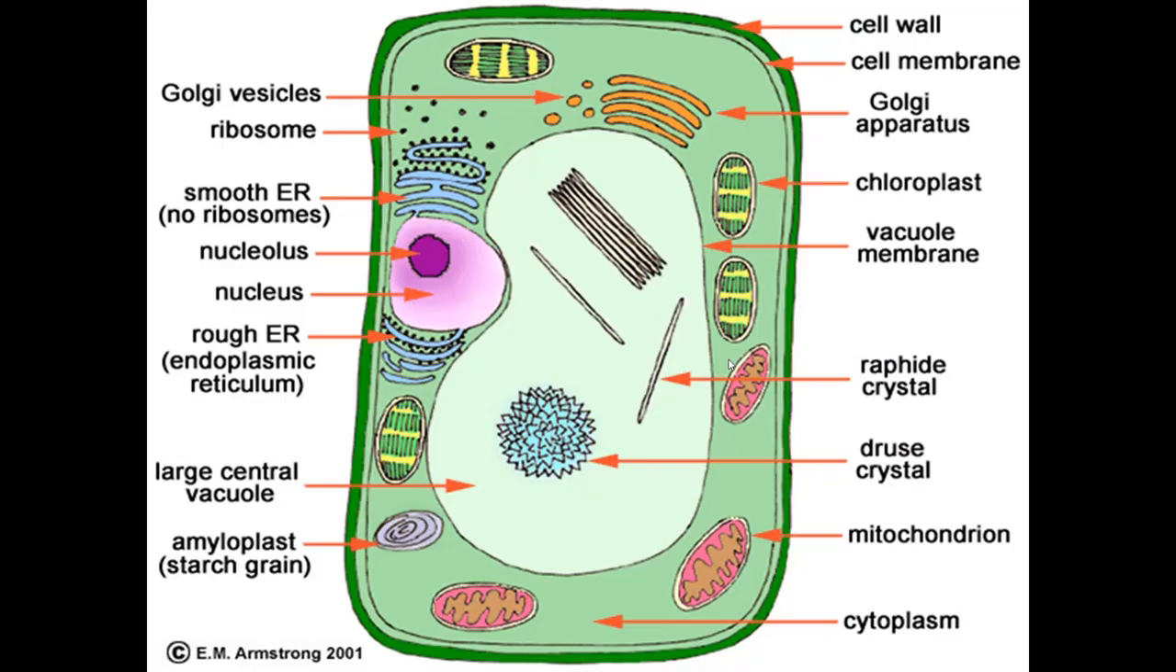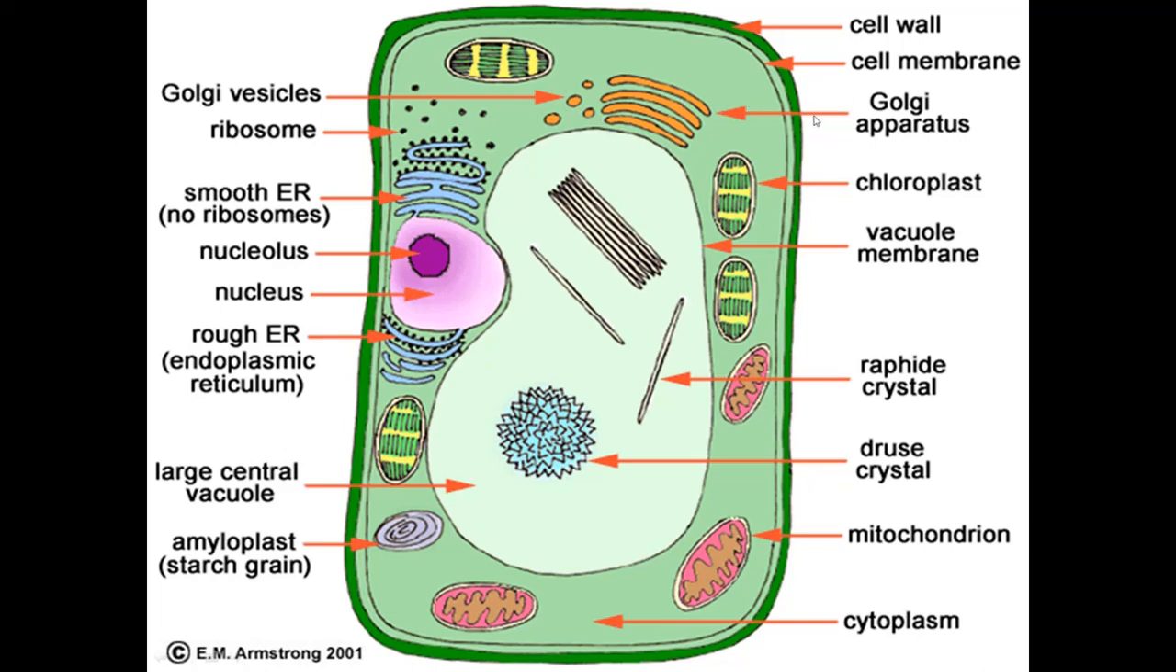Dear students, observe this given image. This is the diagram of plant cell. You can see here there is a cell wall, cell membrane, and inside there is a cytoplasm, nucleus and a large vacuole. In the cytoplasm, you can observe Golgi apparatus.